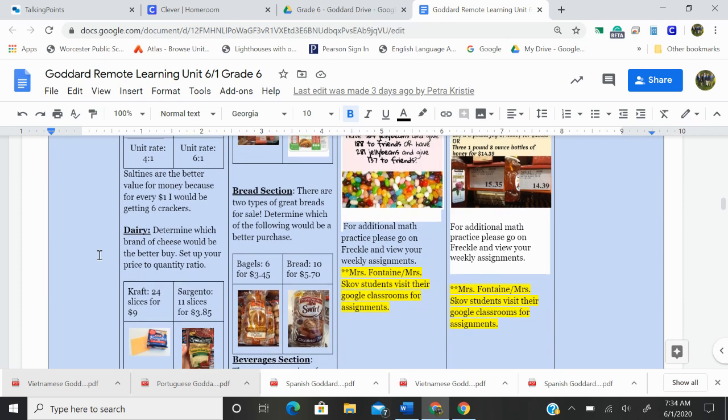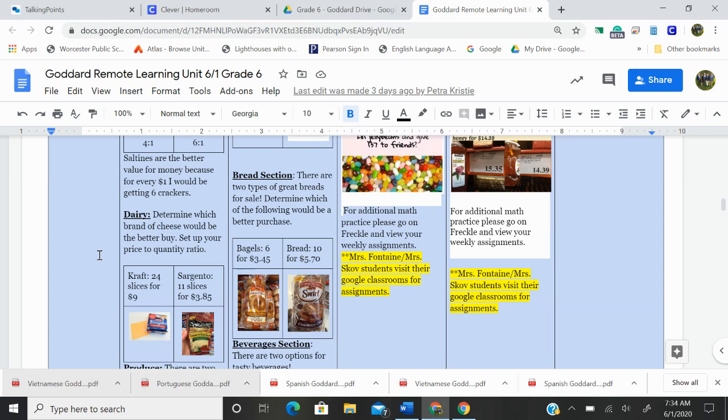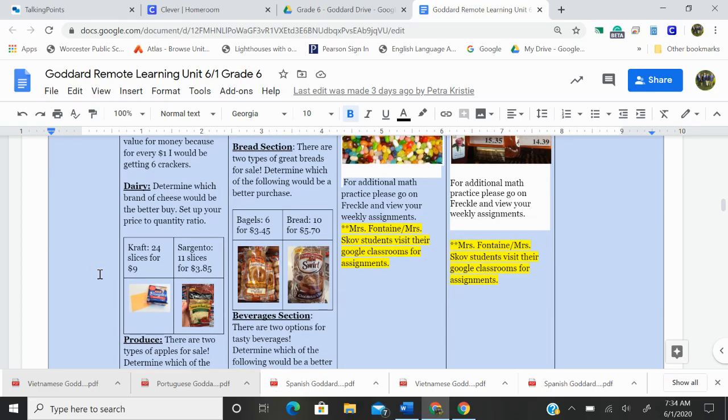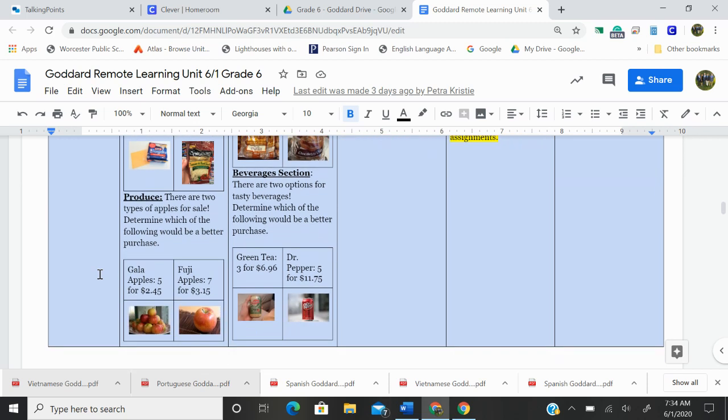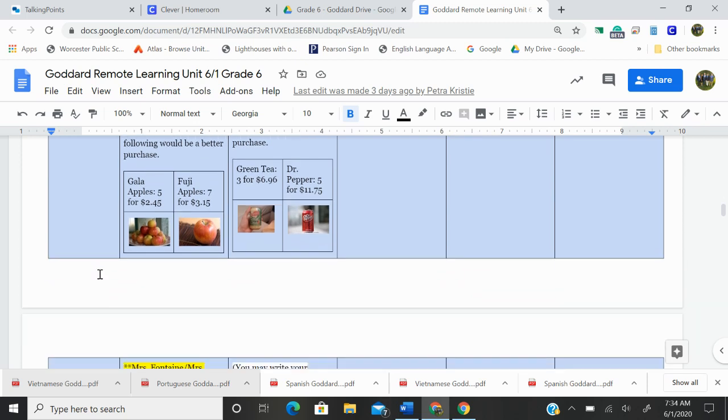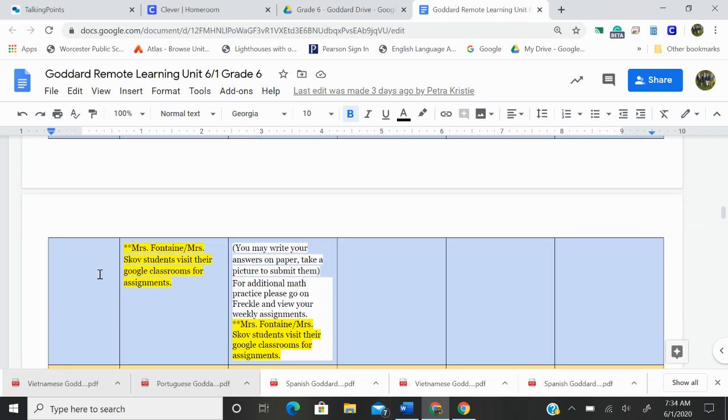Dairy. Determine which brand of cheese would be the better buy. Set up your price to quantity ratio. So Kraft is 24 slices for $9. Sargento is 11 slices for $3.85. So figure that one out. Produce. There are 2 types of apples for sale. Determine which of the following would be a better purchase: Gala apples, 5 for $2.45, or Fiji apples, 7 for $3.15. Share your work on your document in Google Classroom, or do it on paper and take a picture of it and share it.